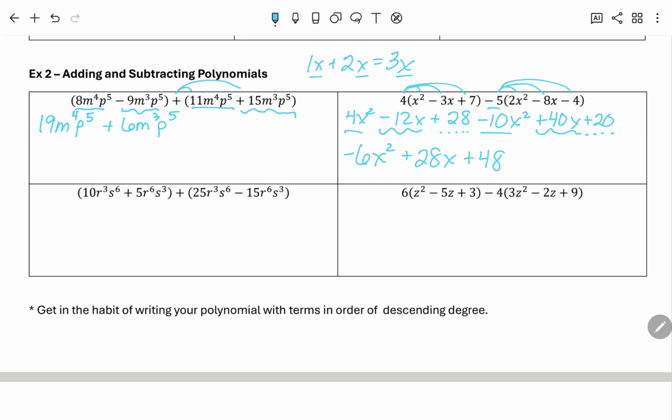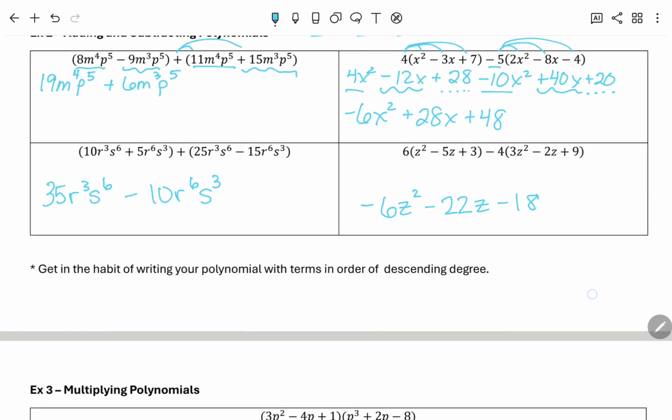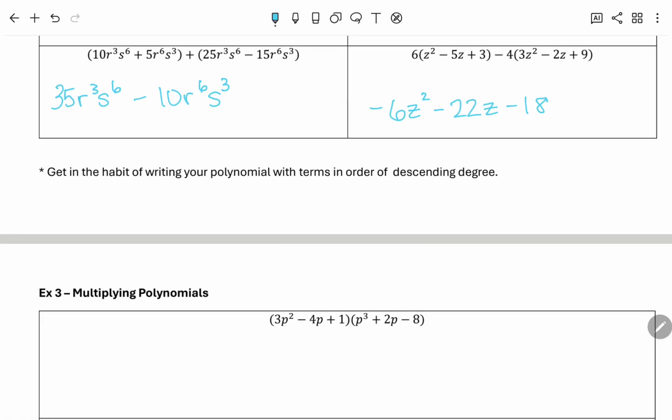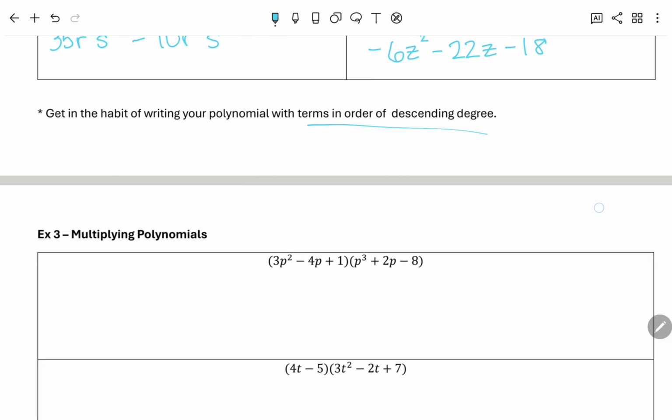All right, so now you are going to pause to try the next two. Okay, so take a look at those two answers to see how you did. Again, pause as needed. Remember, we want to get in the habit of writing our polynomials with the terms in order of descending degree. So that's just like kind of standard in the math world. Just have things a little bit organized, make me happier. Okay.